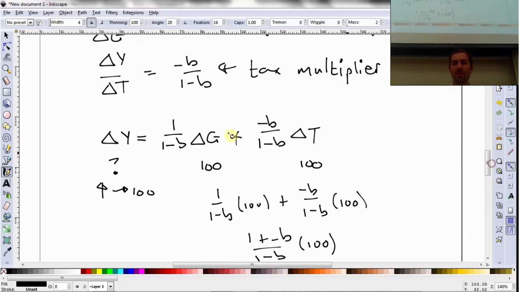So this is interesting because what it suggests is, let's say we start at a balanced budget. The government's budget is balanced, tax revenues equal government spending. Now, we choose to increase government spending and we choose to increase taxes, lump sum taxes, by the same amount. We end up with a higher level of output and we still have a balanced budget. Right? That seems like pretty good policy.